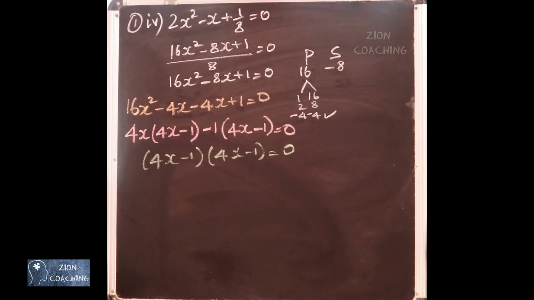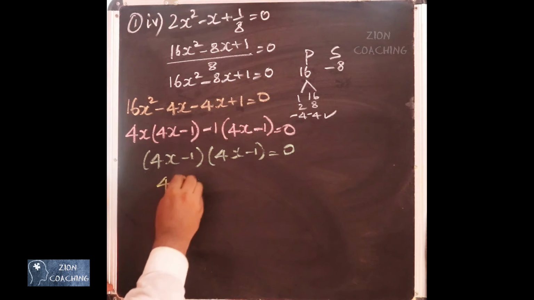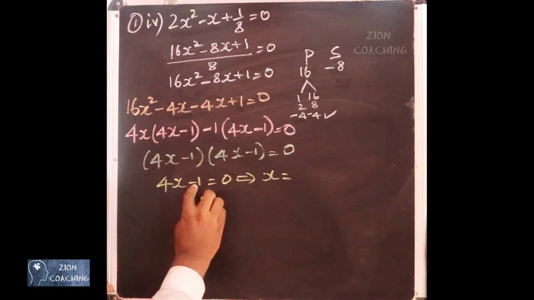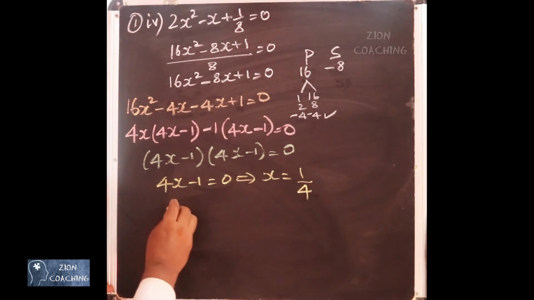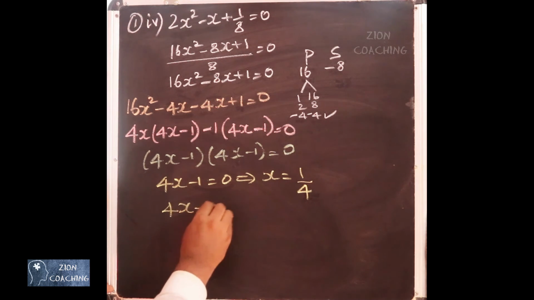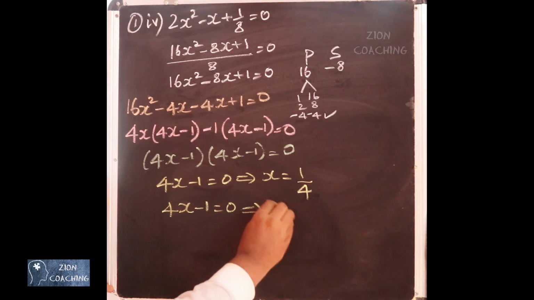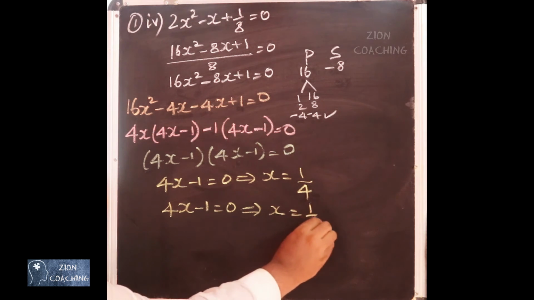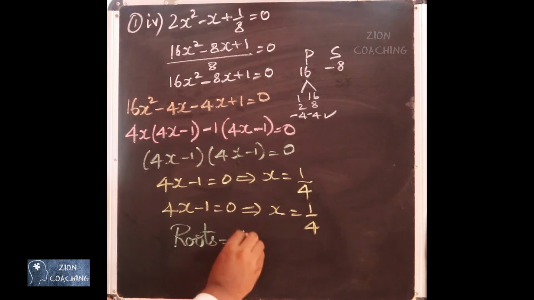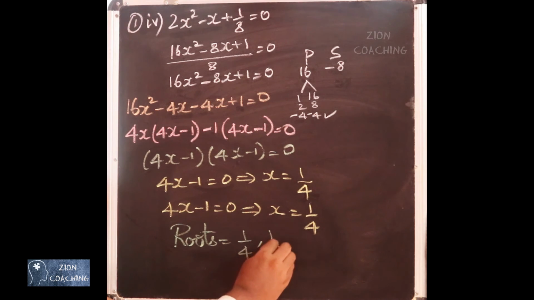When you equate the first 4x minus 1 to 0, then you will have x is equal to minus 1, that side will become 1, 4 will go to the denominator, x is equal to 1 by 4. Then when you equate the second one, again it is 4x minus 1 equal to 0. You know that x is going to be 1 by 4. Now we have found both the roots of the given quadratic equation. The roots are 1 by 4 and the other root is also 1 by 4.